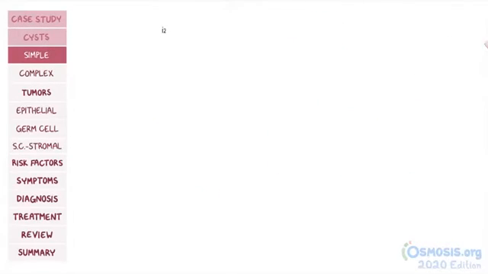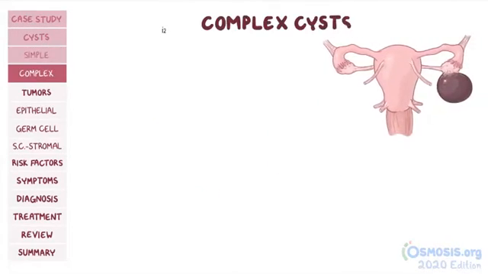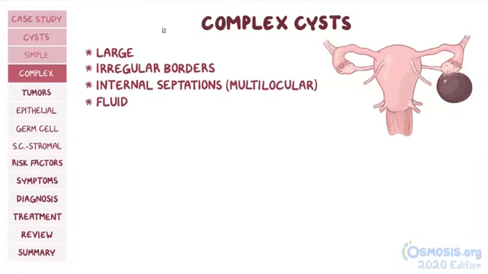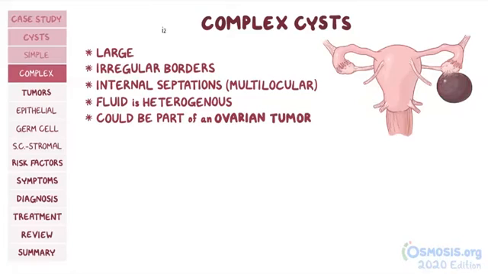Okay, now the second category of cysts are complex cysts. These are generally large, have irregular borders, internal septations creating a multilocular appearance, and the fluid inside these cysts tends to be heterogeneous, meaning there's something other than fluid inside it. In many cases, a complex cyst could be part of an ovarian tumor.